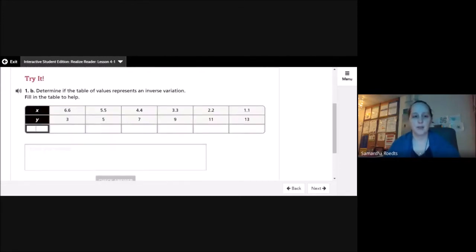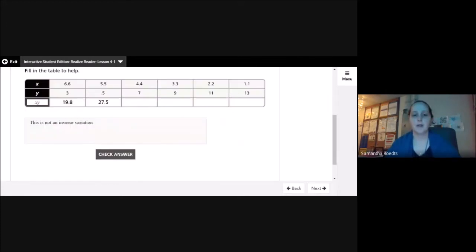Okay. I'm going to do the same thing with this one, x times y. 6.6 times 3 is 19.8, 5.5 times 5 is 27.5. I can stop there. They're not constant, so it's not an inverse variation. This, I would probably do a third one. But again, this is not a variation.